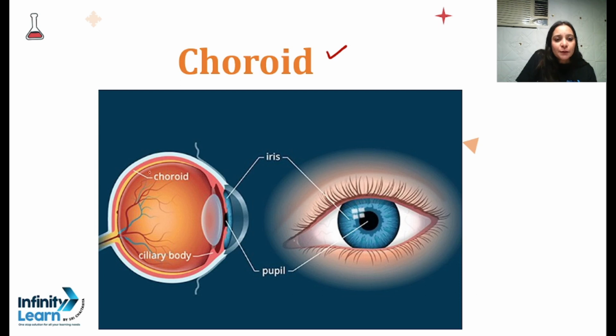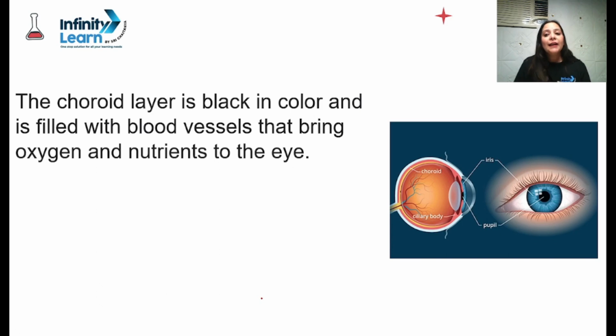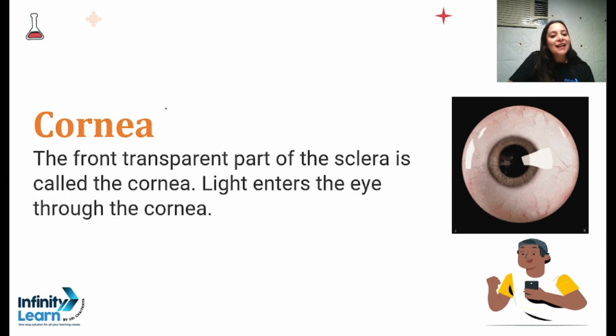choroid. You can see in this picture, this is the sclera and this pink one is the choroid. The function of the choroid layer is to keep the inside of the eye black, so that there is no internal reflection. The choroid layer is black in color and filled with blood vessels. As you can see here, there are a lot of blood vessels, and they bring oxygen and nutrients to the eye. Moreover, it keeps the eye darkened from inside to prevent internal reflection. The third part is the cornea.